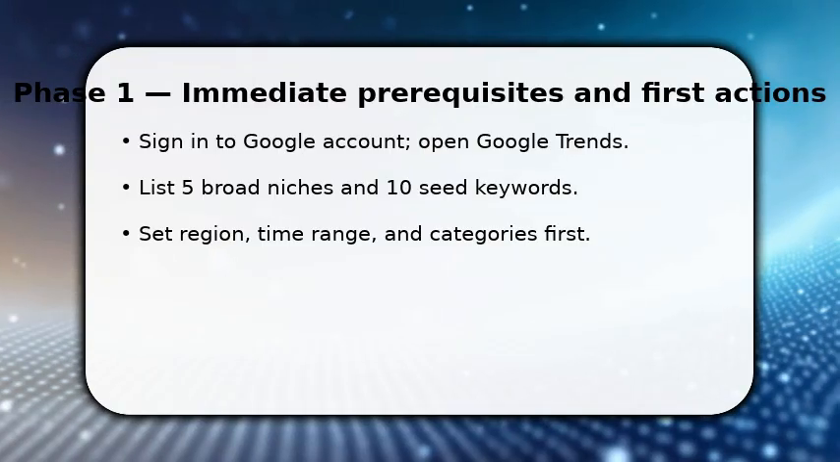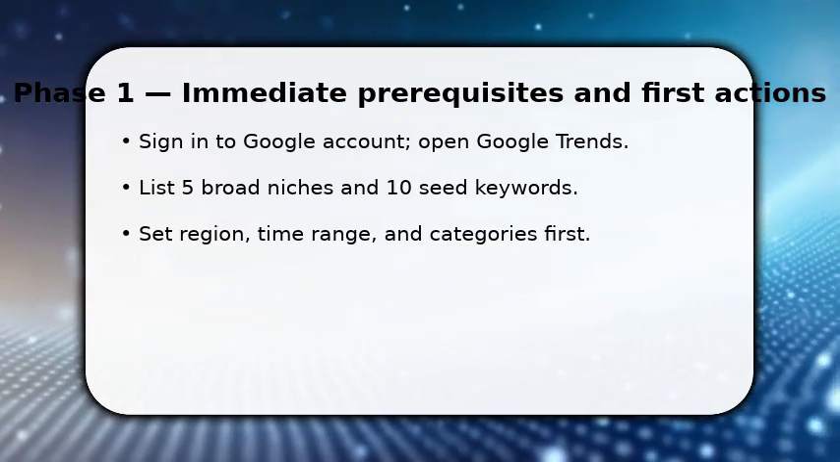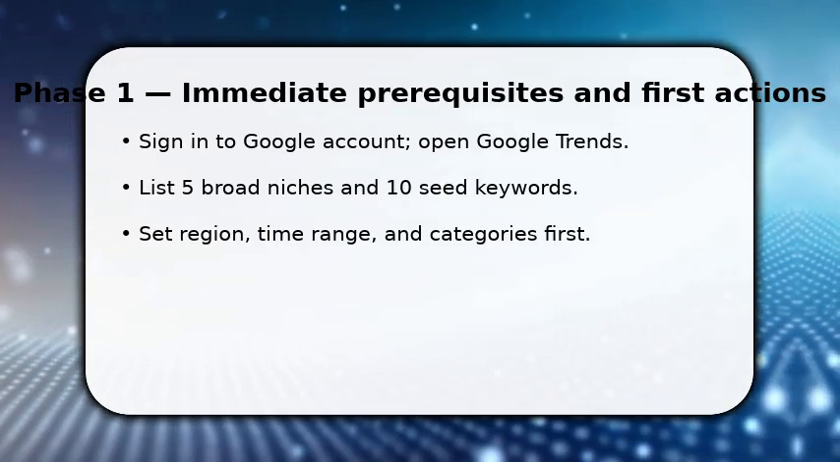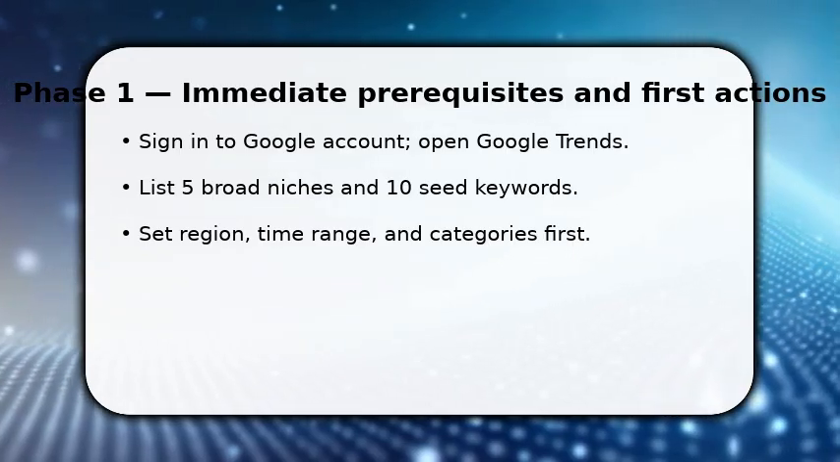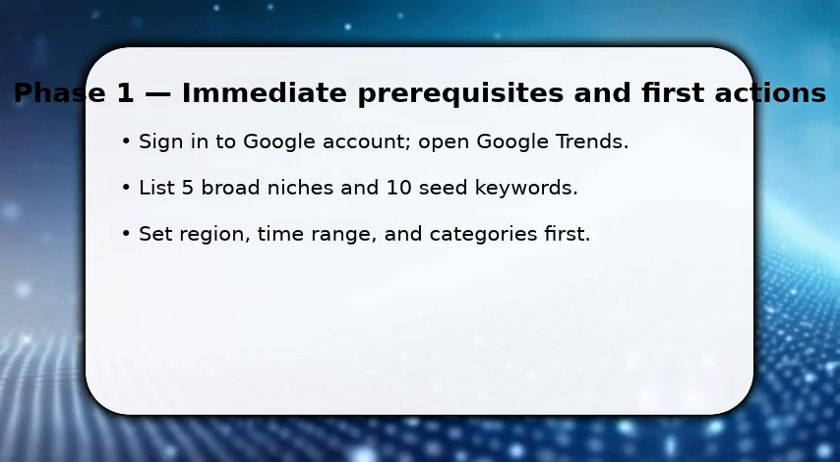You need a clear seed list and the Trends interface ready. Open Google Trends and sign in. Start by entering one niche keyword, then set the region and a 12-month time range so you capture recent seasonality. Once done, switch the category to match your market, retail, beauty, or electronics, to remove noise.